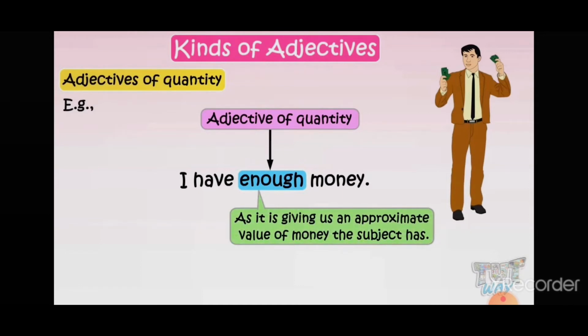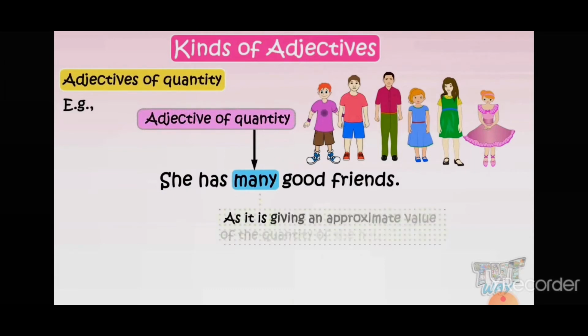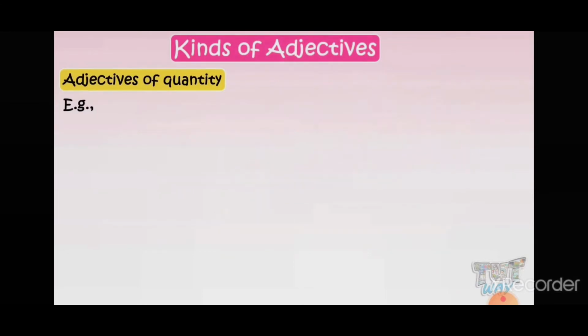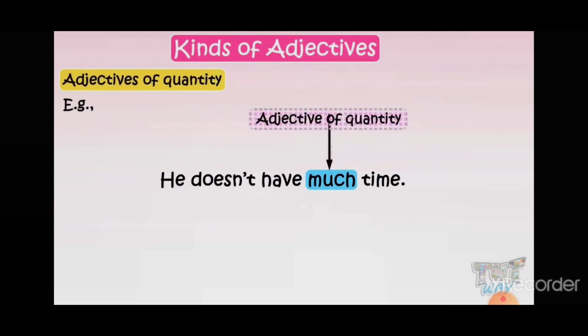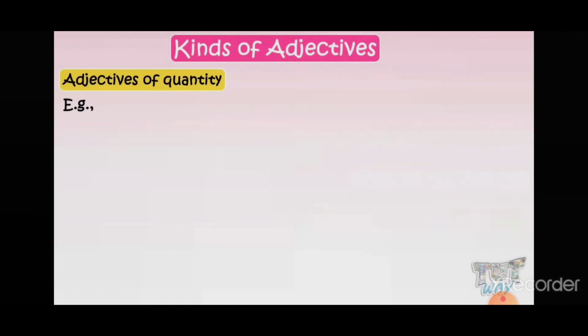Here we have the next example. She has many good friends. Here, the word many is an adjective of quantity, as it is giving an approximate value of the quantity of the noun friends. Here we have another example. He doesn't have much time. Here, the word much is an adjective of quantity, as it is telling us about the approximate value of the noun time. Let's have some more examples of adjectives of quantity.